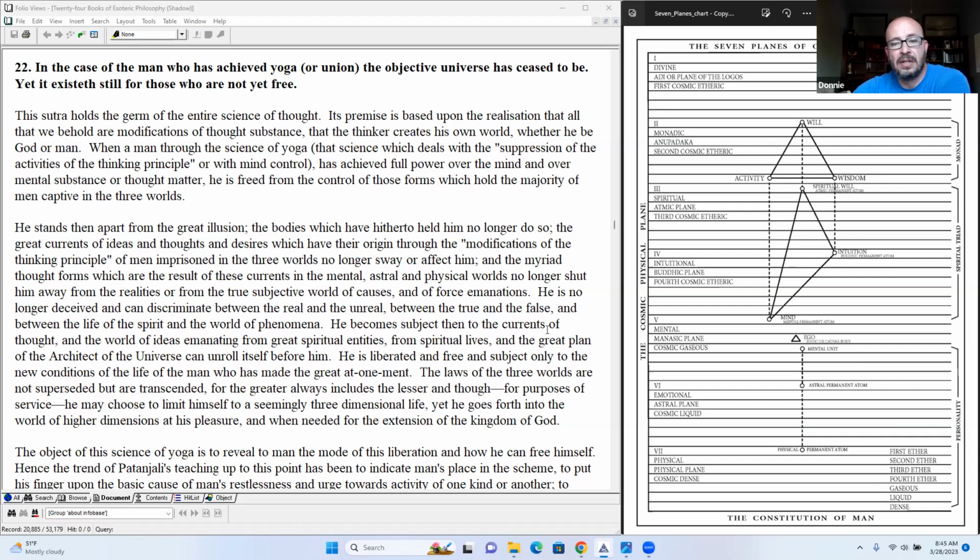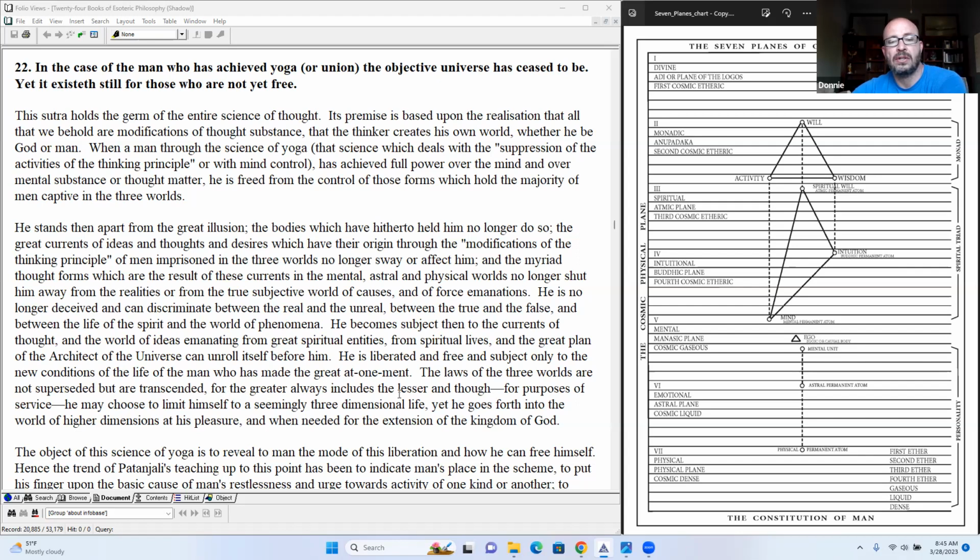He becomes subject then to the currents of thought and the world of ideas emanating from great spiritual entities, from spiritual lives, and the great plan of the architect of the universe can unroll itself before him. He is liberated and free and subject only to the new conditions of the life of the man who has made the great at-one-ment. The laws of the three worlds are not superseded, but are transcended.